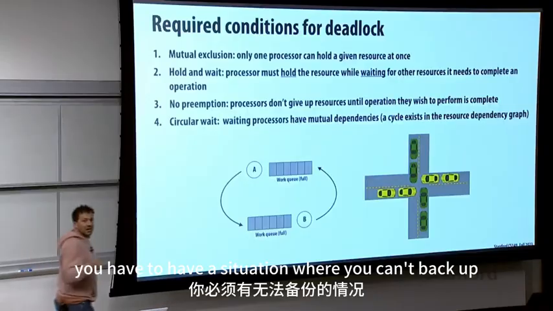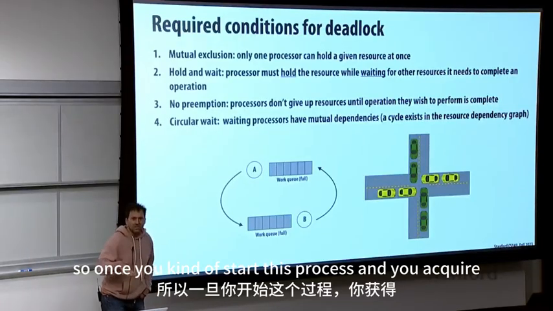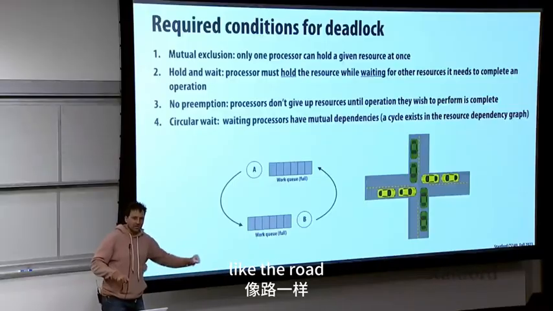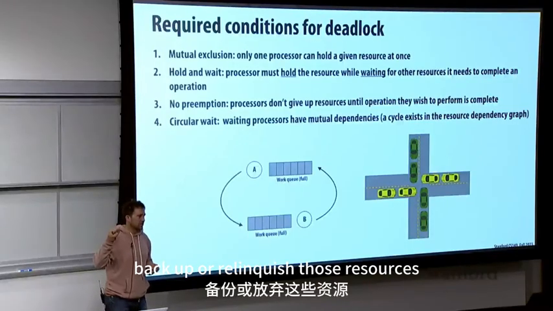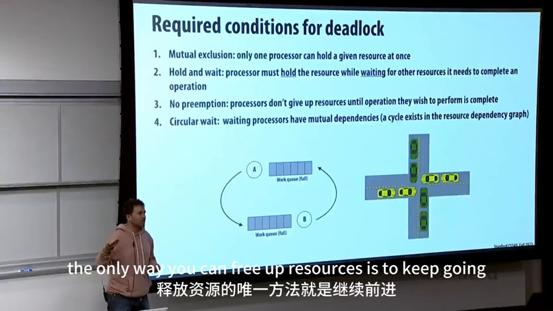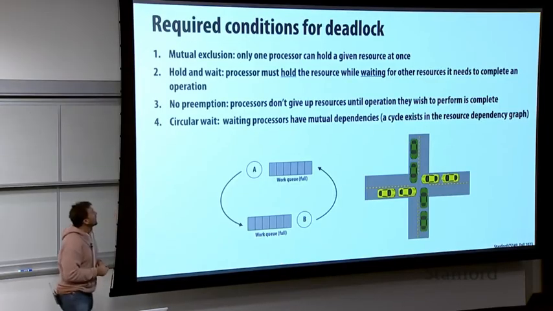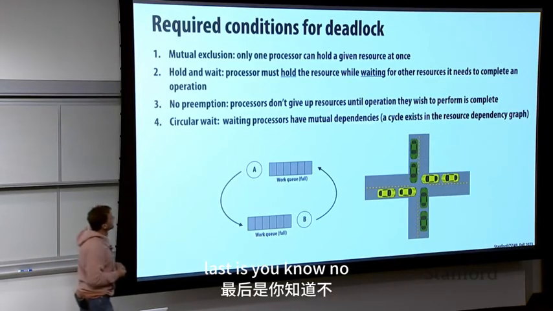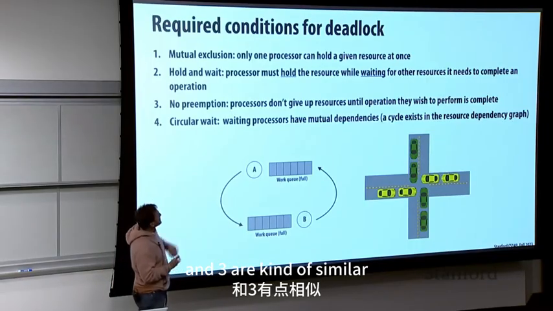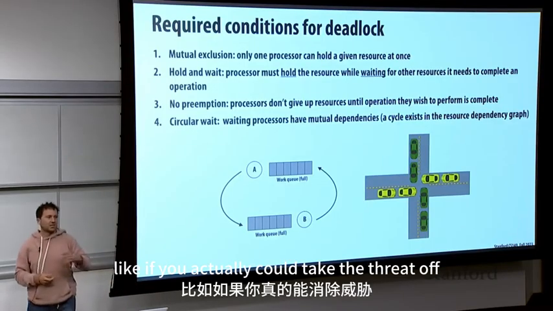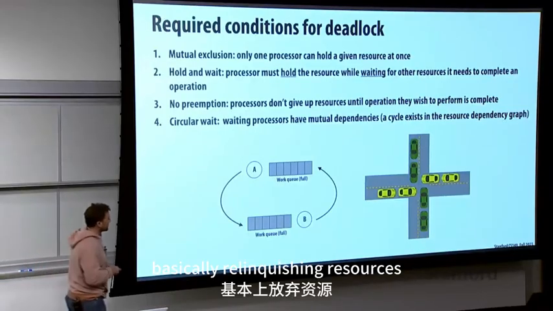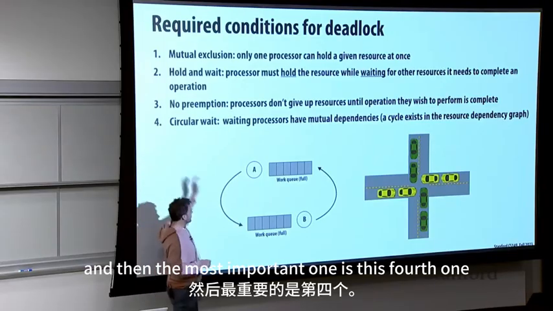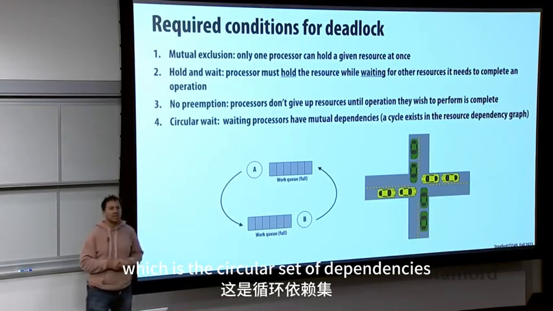Like this input queue is exclusively for this thread. You have to have a situation where you can't back up. So once you start this process and you acquire the part of the road that you're in, we're assuming that you can't back up or relinquish those resources to free things for other people. The only way you can free up resources is to keep going and complete jobs. Last is, 2 and 3 are kind of similar in that there's no preemption. If you actually could take the thread off the processor and relinquish the resources, that's basically relinquishing resources. And then the most important one is this 4th one, which is the circular set of dependencies.